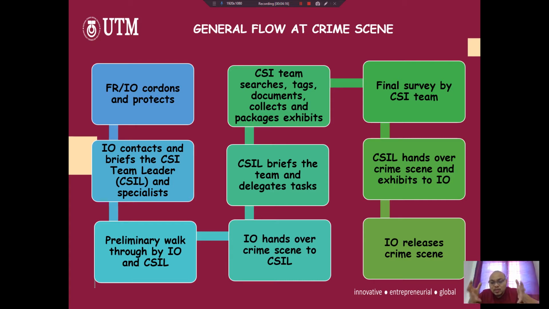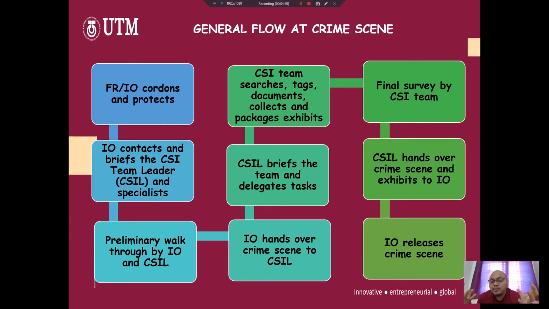You need to imagine yourself at the crime scene. For example, you're at the crime scene, and you want to protect it. So you need to have the first responder. If you have the first responder, who will initiate the crime scene? So you need to have the IO. If you have the IO already, who will perform everything, the collecting, packaging, everything? So you need to have the CSI. When the CSI comes, you need to brief the CSI team leader. After that, you need to hand over to the CSI team leader.